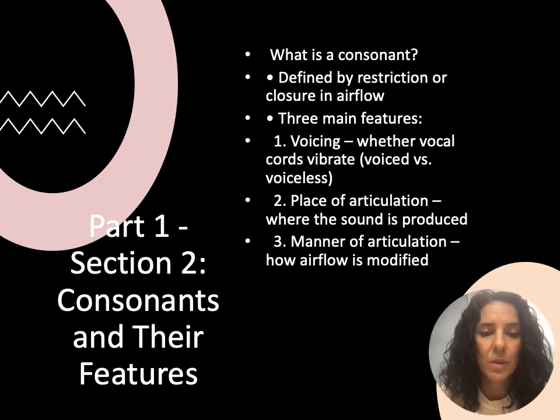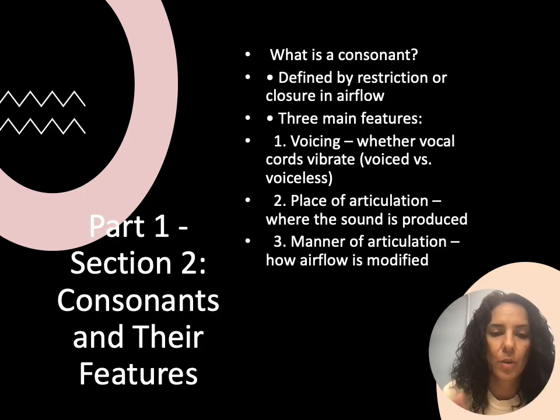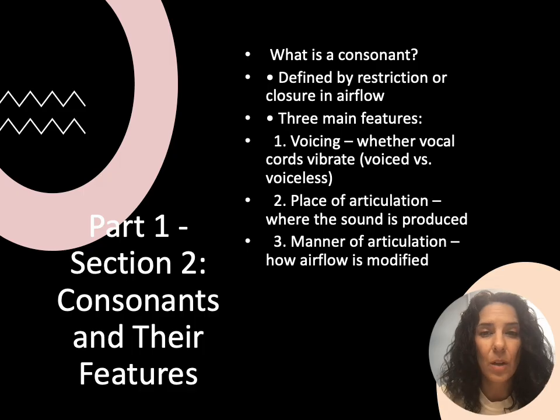This next section, section 2, is still in part 1. This section is our consonants and their features. Consonants are sounds we make when the air from our lungs gets blocked or squeezed by parts of our mouth, like the tongue, lips, and teeth. Each consonant can be broken down and described using 3 key features. The first feature is voicing. The second feature is place of articulation. And the third feature is the manner of articulation.